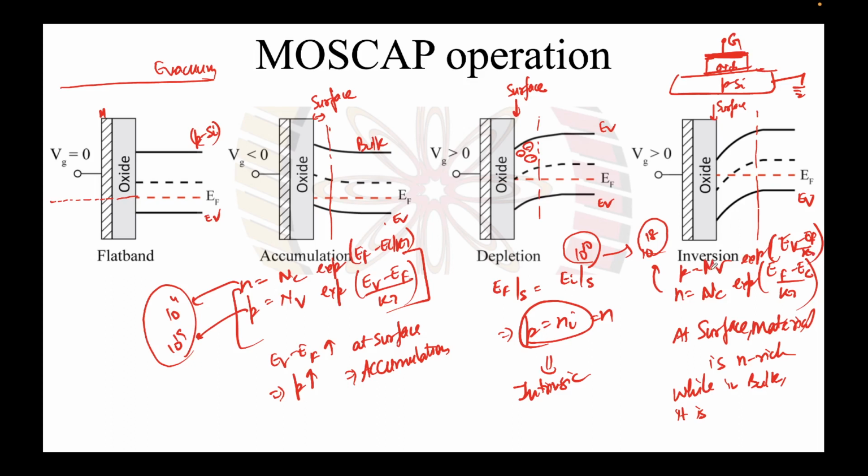Why do we call it inversion? Because in the bulk, the material is still p-type. You can see EF is still closer to EV, while at the surface, just because you applied a very large positive potential, the material has become n-type. At the surface the material is electron rich, while in the bulk it is hole rich. This phenomenon is called inversion.